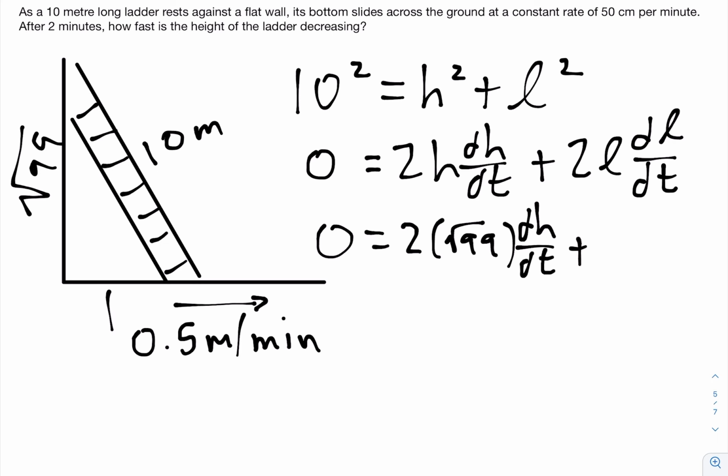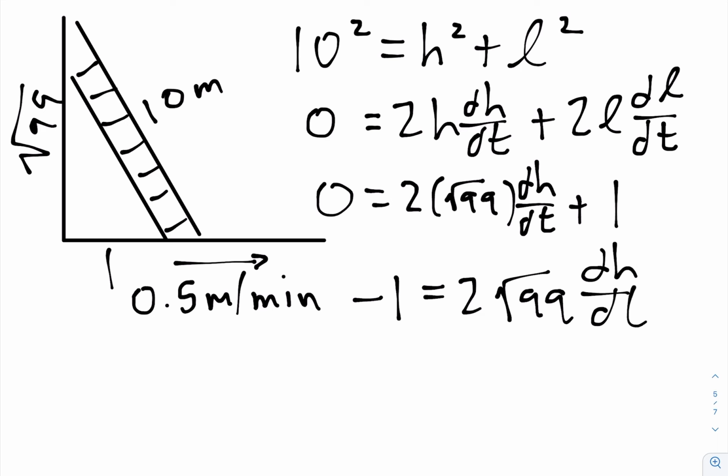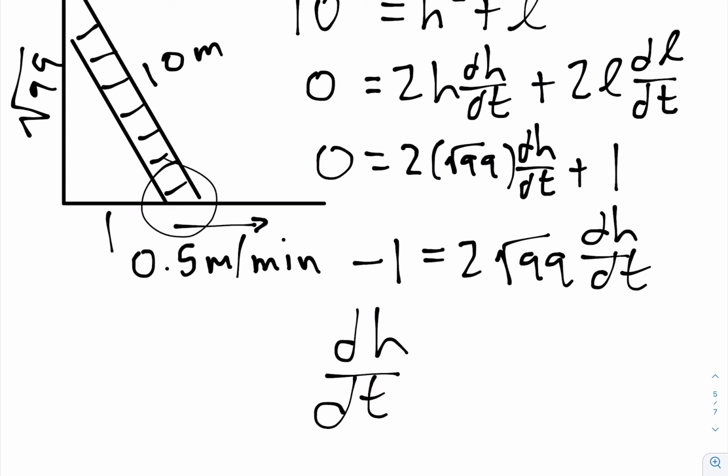Plus 2, the length is 1, so I'll just write 2 times 1, so that's just going to be 2, times dl dt, which is 0.5, so that's just half of 2, so this is plus 1. So negative 1 equals 2 root 99 dh by dt. So the exact answer for dh dt is going to be a negative value because the height's decreasing as the bottom moves to the right, right? We're going down in height. It's going to be negative 1 over 2 root 99.